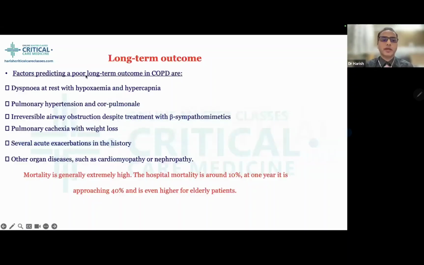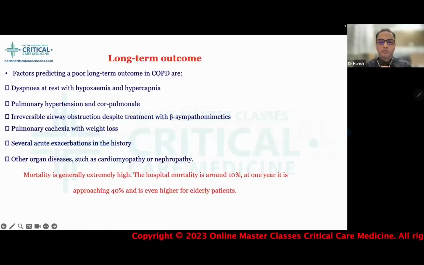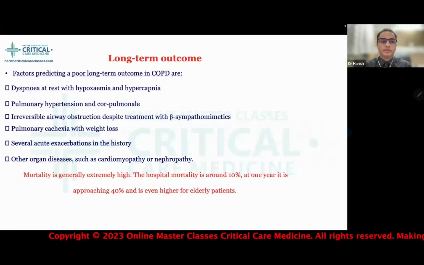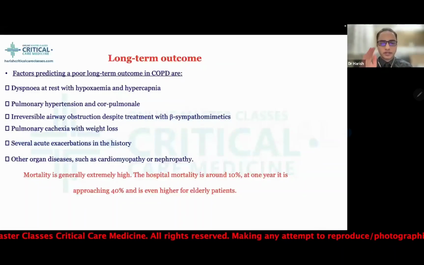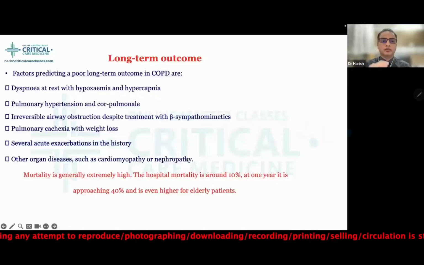Okay. So factors predicting a poor long-term outcome in COPD are: dyspnea at rest with hypoxia and hypercapnia, pulmonary hypertension with cor pulmonale, irreversible airway obstruction despite treatment with beta 2 agonist. Okay. Pulmonary cachexia with weight loss, severe acute exacerbation in the history, multiple exacerbations. Or if they already have other organ involvement like cardiomyopathy, nephropathy, then the long-term outcome is poor in COPD.